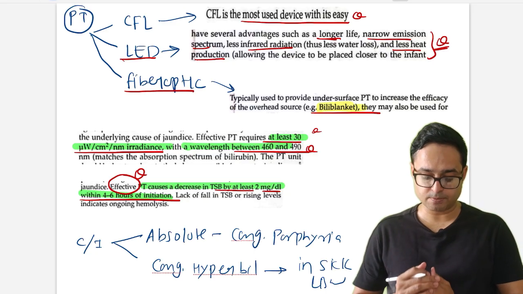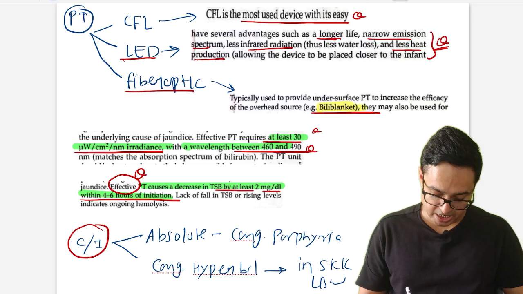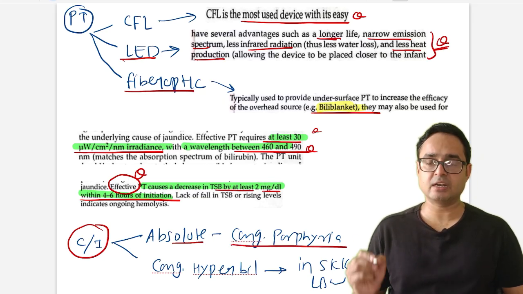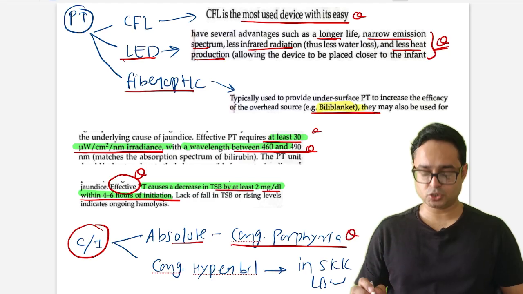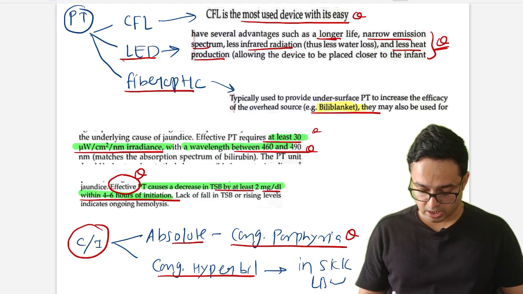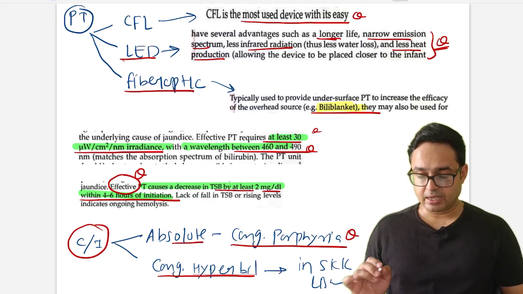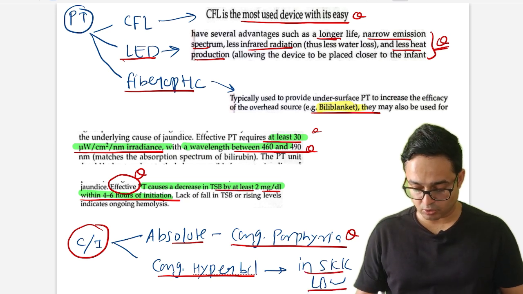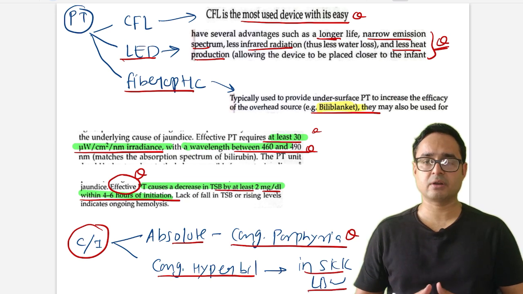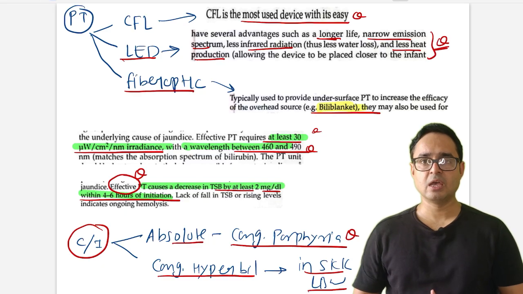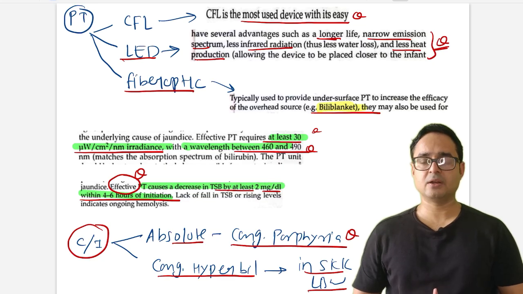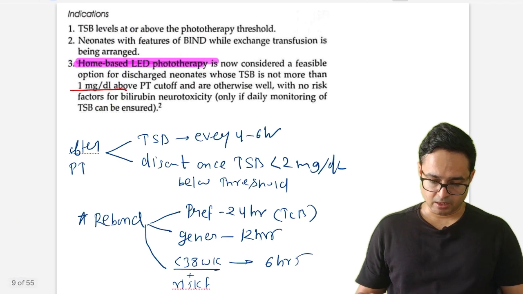Again, very important. What are the contraindications of phototherapy? Absolute contraindication is congenital porphyria. Again, very important. Conjugated hyperbilirubinemia is not a contraindication. If the patient is sick or LBW, it is not a contraindication. Obviously, it can cause bronze baby syndrome, but if the patient is sick or LBW, we can continue phototherapy. It is not a contraindication.